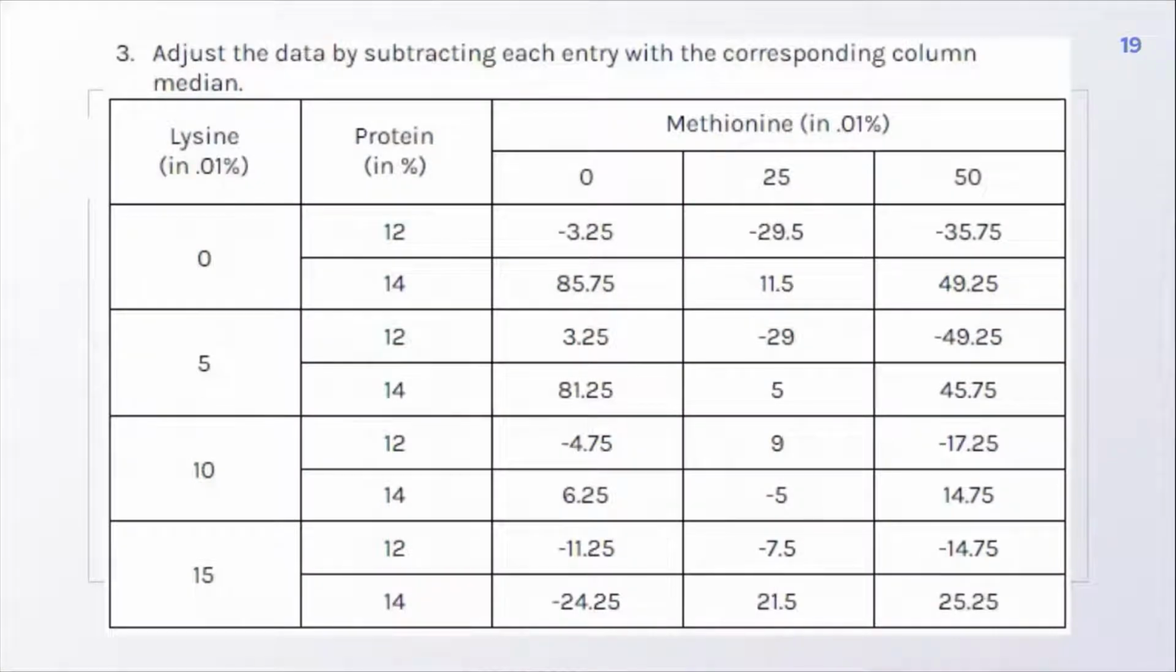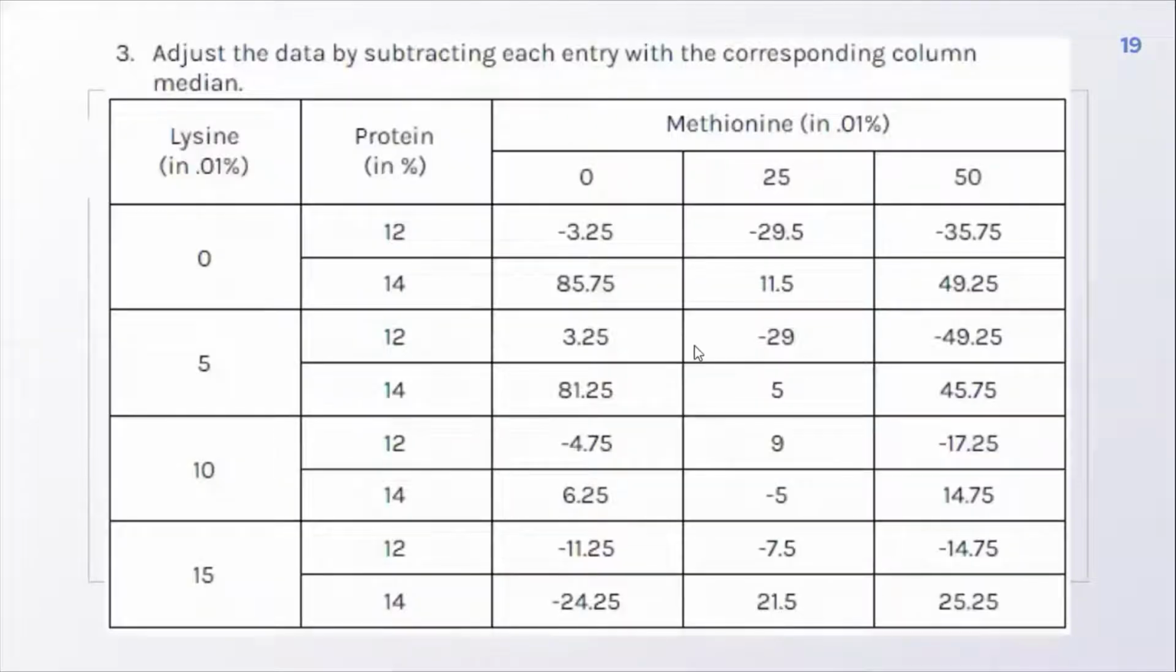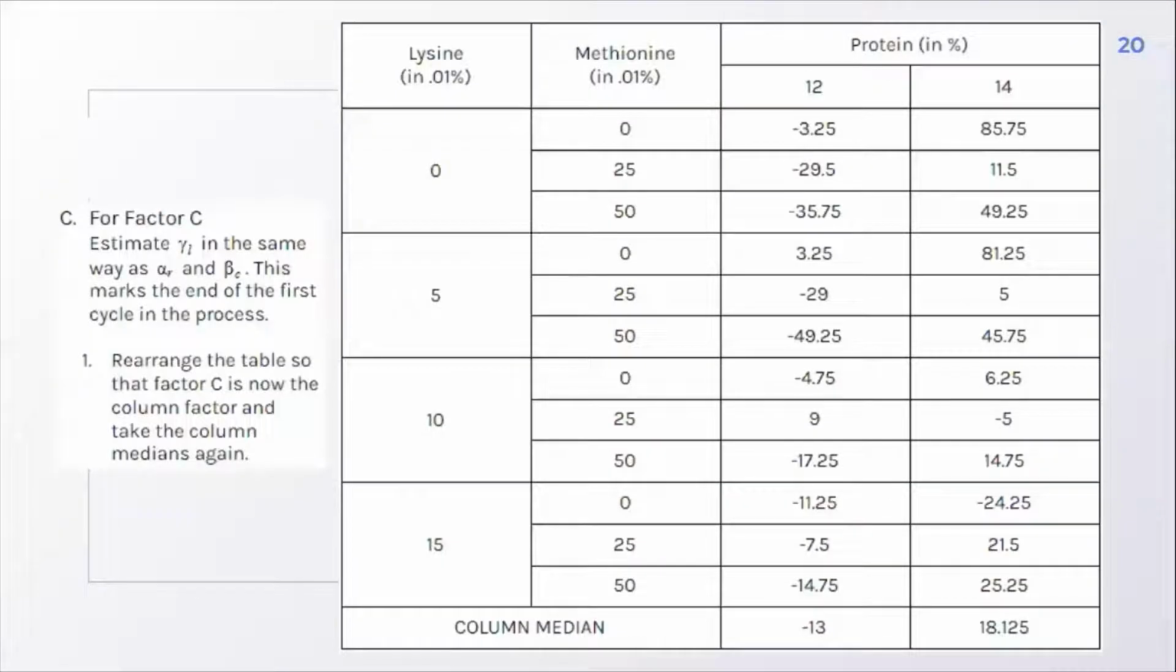Next, we will subtract the column medians to each of these entries and we will get this. Then, since we now have the estimates for the effects of each level of factor A and B, we will now focus on factor C. Similar to what we did earlier, we need to rearrange the table so that factor C is now the column factor. After that, we will take the column medians.